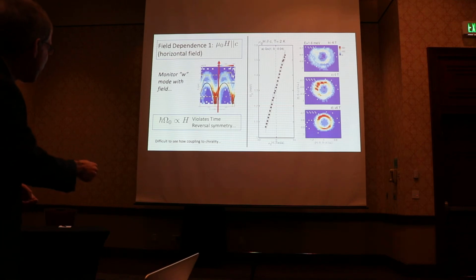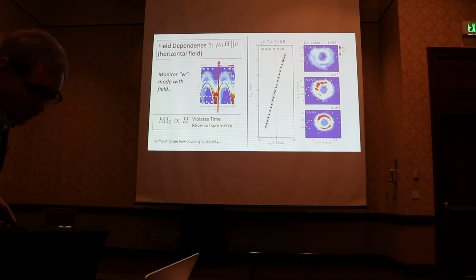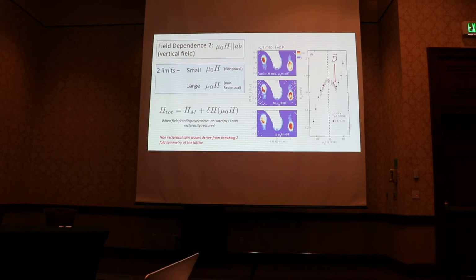And so that's kind of difficult to actually do just based on the chirality. Chirality obeys time reversal symmetry. So this has to be something else coming into play here. When you look at the field effect along in the AB plane, things get a bit more complicated.